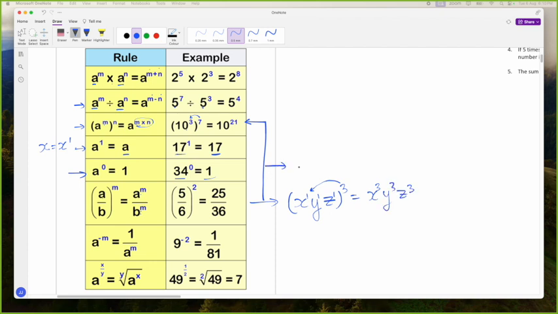Another example is, what if we had x, y, z, and the y was squared, and you had the cube on the outside? Well, that means that this cube will multiply by everybody. So it'll be x cubed, y, 3 times 2 is 6, and z cubed. And so these are important things to take a look at, important things to know.